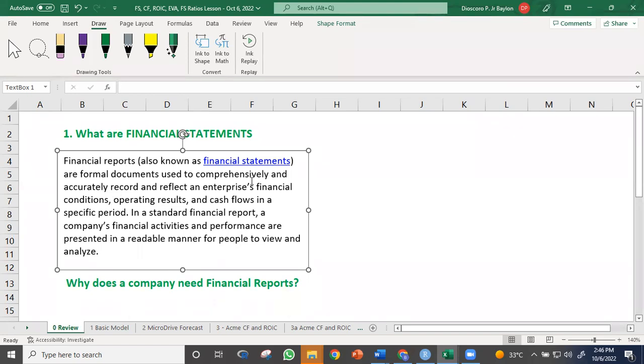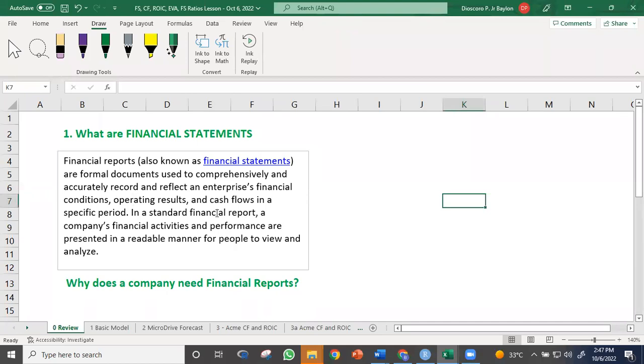So they are formal documents, and they're used to comprehensively and accurately record and reflect an enterprise's financial condition, operating results, and cash flows in a specific period. Okay, so there are three things mentioned here. Financial condition refers to the balance sheet. Operating results refer to the income statement, and cash flows refer to the statement of cash flows.